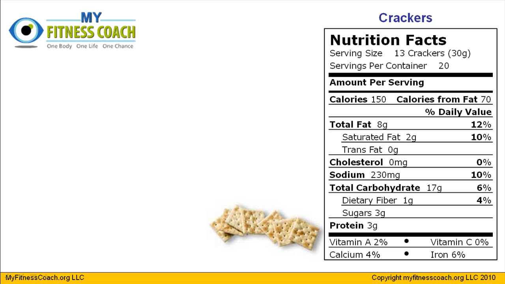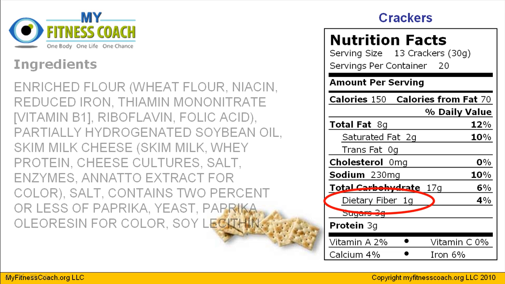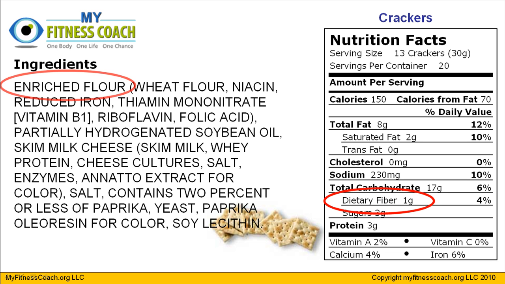Let's look at some crackers. 13 crackers is 150 calories, and there is only 1 gram of dietary fiber. Take a peek at the ingredients list and you'll see that enriched flour is the number one ingredient, so this is not a whole grain product. And in fact you have another little white lie in front of you because it says 0 grams of trans fats, but if you looked a little deeper you'll find that there's partially hydrogenated soybean oil in this ingredients list, aka there's trans fats, so not a healthy product.